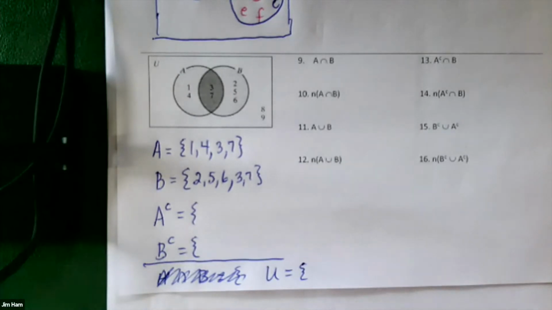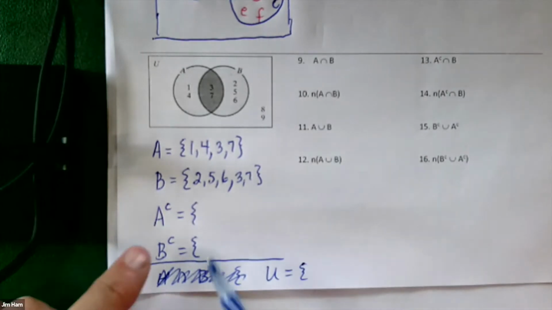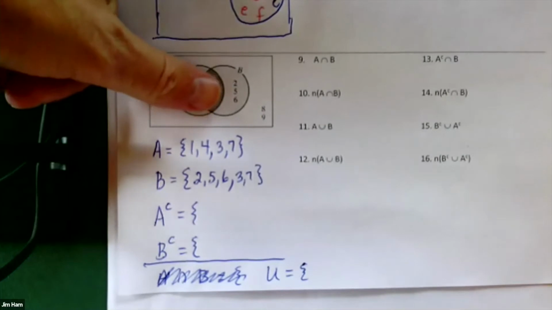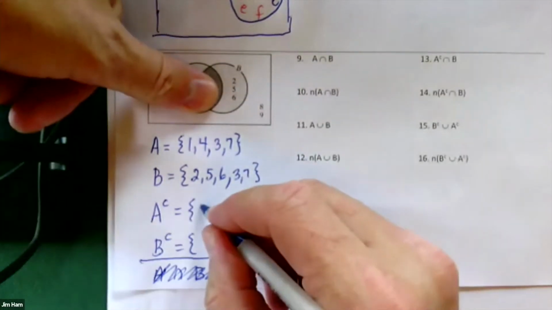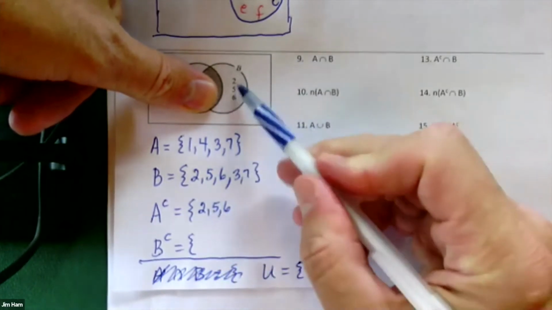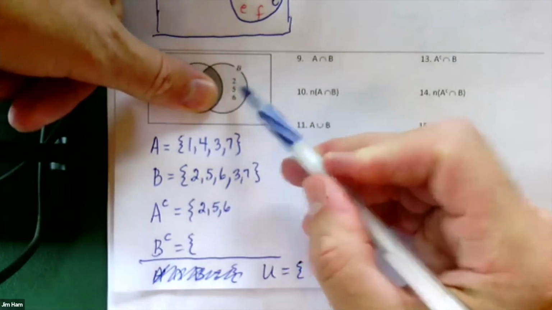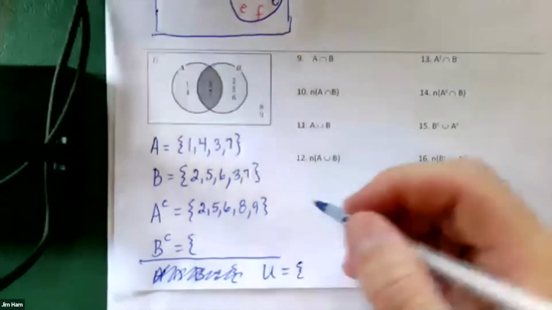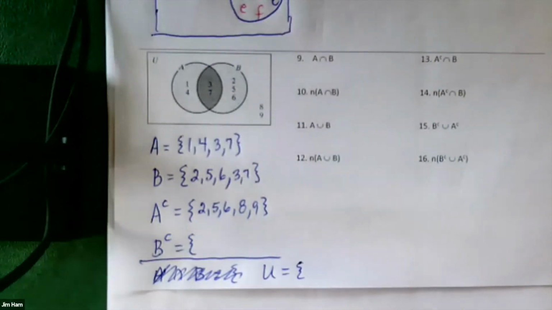Now, when you do complement, and you have a Venn diagram, it's important that you list all of the elements that are not in A. So I'm going to basically put my thumb over A, and all of the elements that you see remaining, that's A complement. So we have the 2, 5, 6. You can see those there. Those are the elements that are in B, but also this 8, 9 off to the side that's not in either A or B, but they are in the universal set. So they do make up part of the universal set.